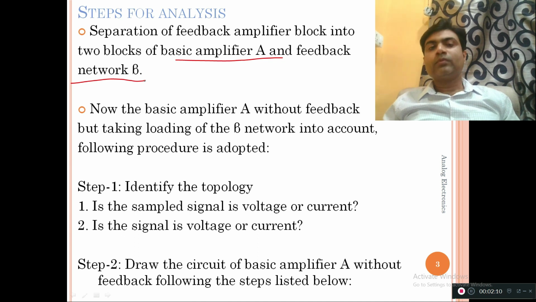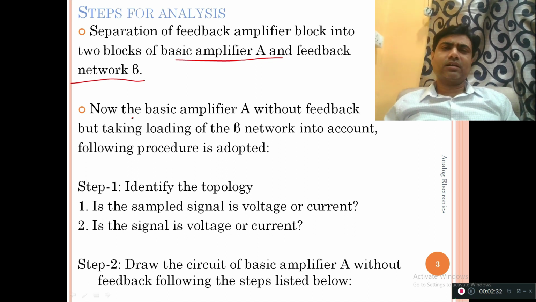And once we get the desensitivity value D, then we can easily calculate the RIF, ROF and gain. So the idea is to separate the feedback amplifier into two blocks, and the basic amplifier A without feedback will be drawn. But when we are talking about without feedback, we will not ignore the loading effect of the beta network. What that is, we will discuss when we discuss the numerical example, and then I will tell you about the loading of the beta network.